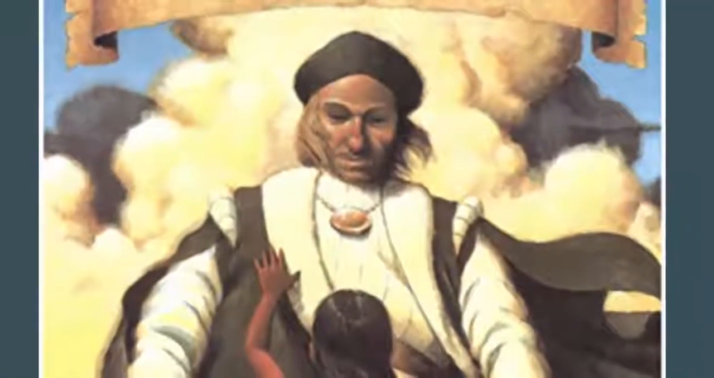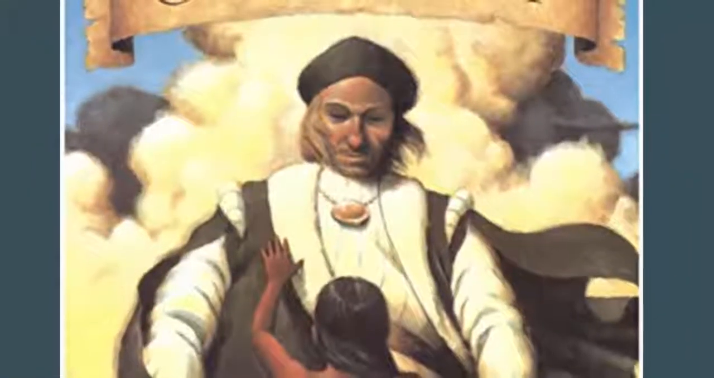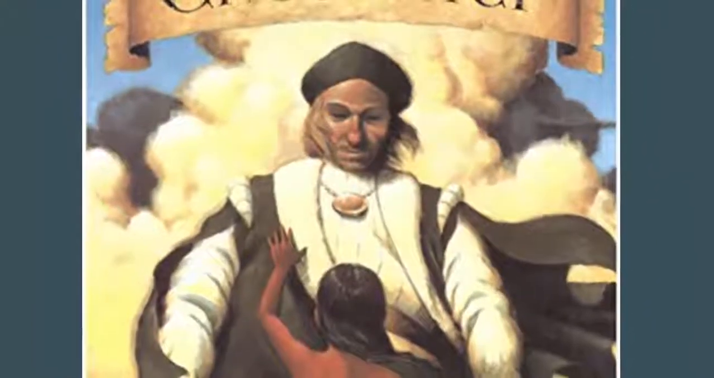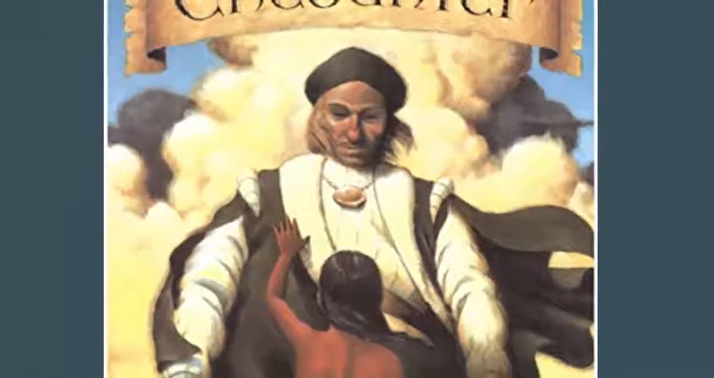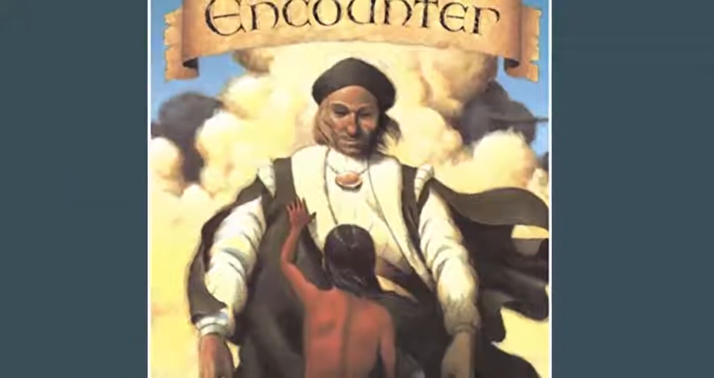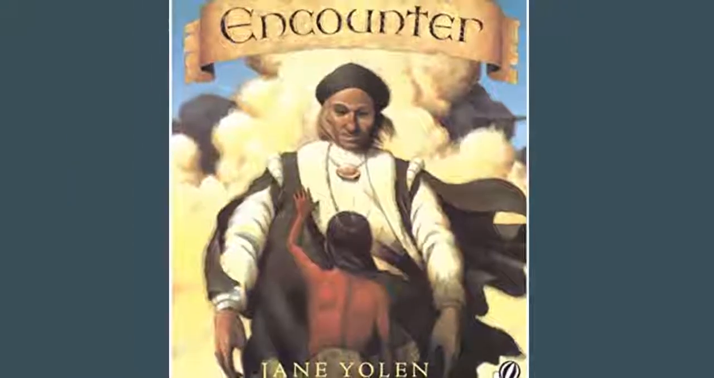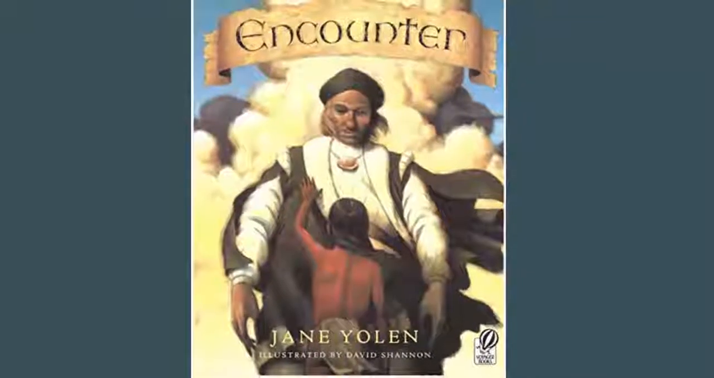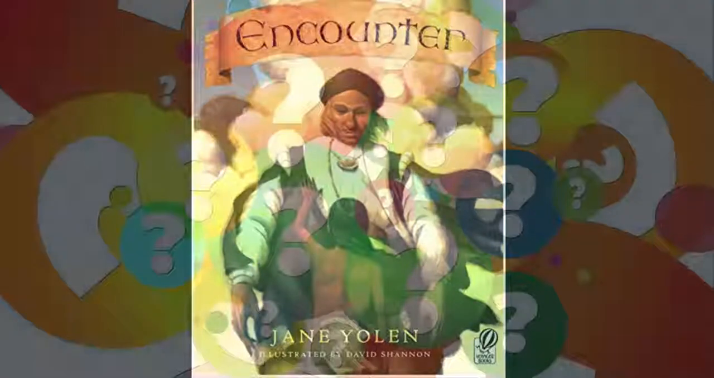A particularly useful book for this purpose is Encounter by Jane Yolen, which tells the story of Columbus's arrival on San Salvador from the point of view of a native child on the island. Students can compare this fictional account to the sources they studied previously and consider how point of view affects the way a story is told.